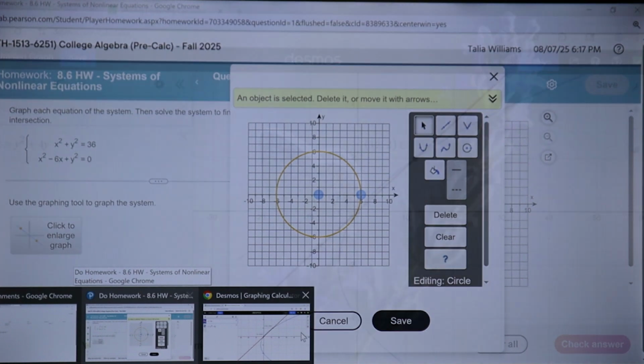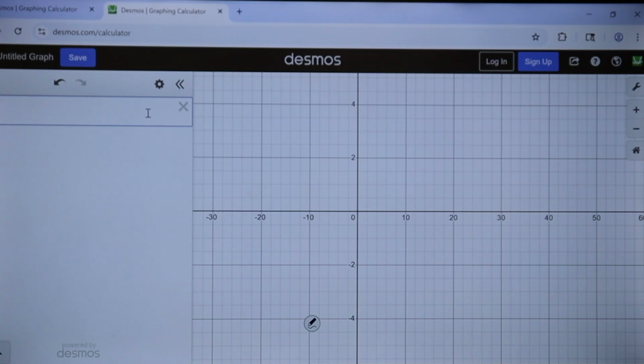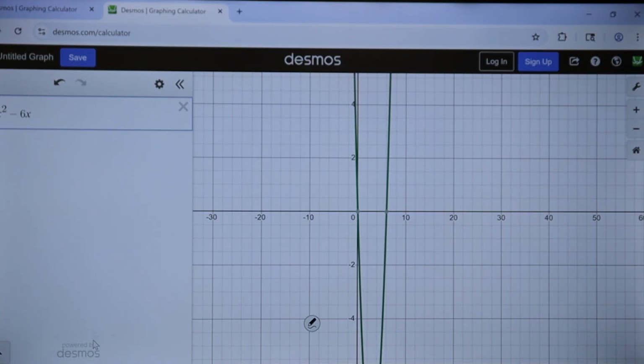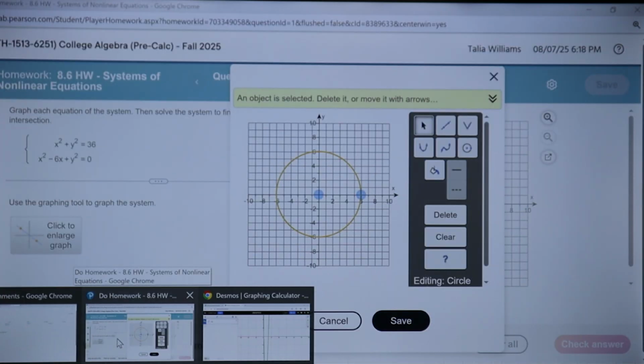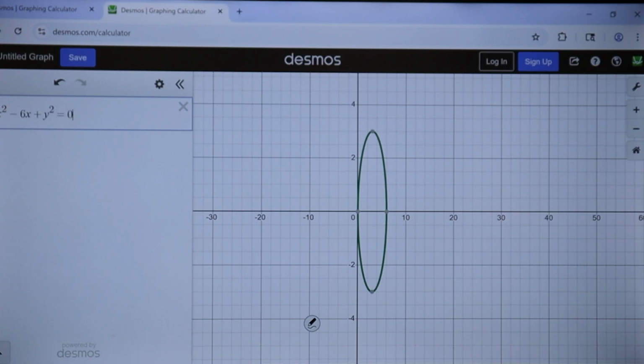x squared subtract 6x plus y squared equals 0. I have the graph not even. That's why it doesn't look like a circle. I'll fix it in a second.